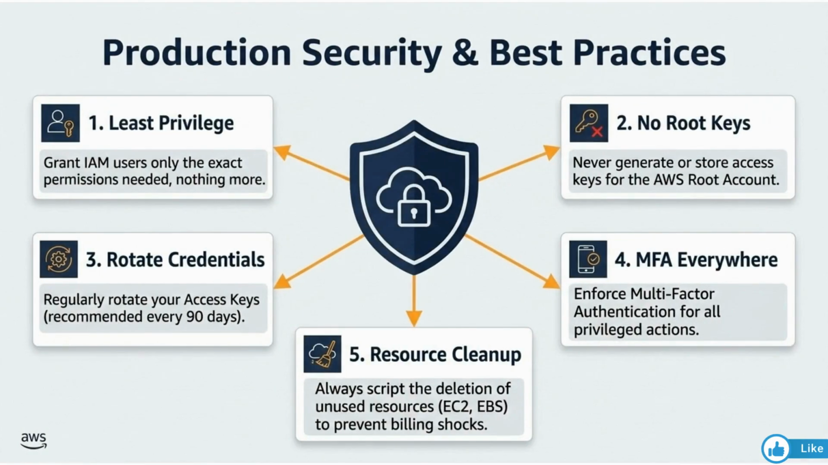When using AWS CLI in production, security must come first. Follow least privilege. Give only the permissions required. Never generate or store root user access keys. Rotate access keys regularly. Enable MFA wherever possible. Also, clean up unused resources like EC2 instances, EBS volumes, and old access keys. These practices reduce security risk and control cloud cost.